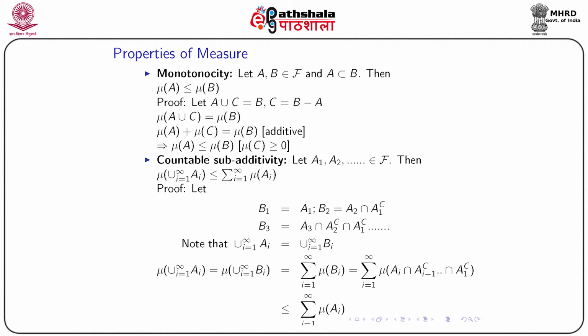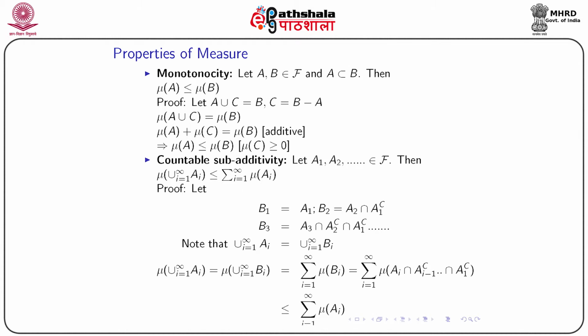Once we have defined measure and given a few examples, now we want to know what the properties of a measure are. The first property that we will be discussing is called monotonicity. That means, if you consider two sets A and B both belonging to the sigma field script F, and one is a subset of the other, that means A is a subset of B, then the measure defined on A will be less than or equal to the measure defined on B.